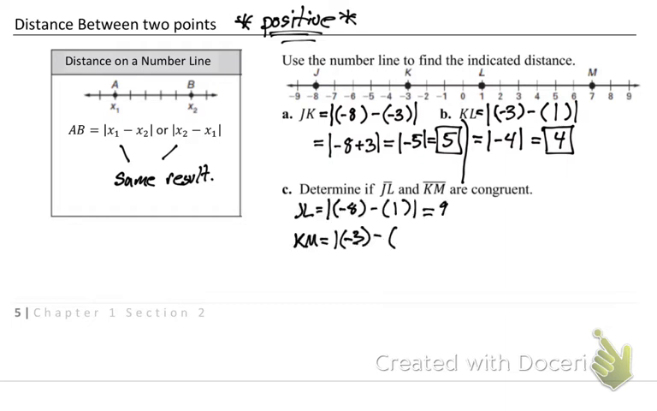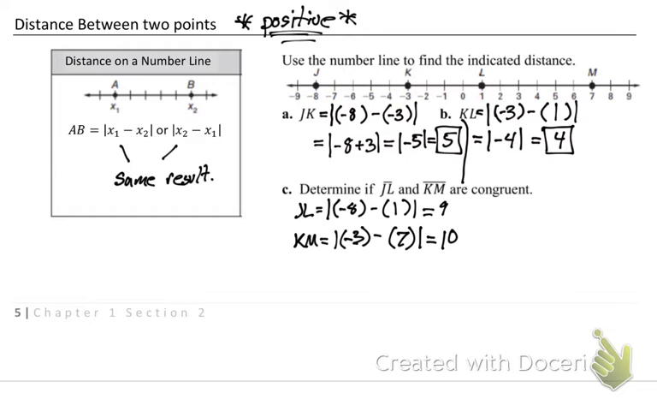And then we'll have minus, and the value of M is going to be 7. We have negative 3 minus 7, which is negative 10. Absolute value negative 10 is a positive 10. What does it mean to be congruent? Are they the same? No. So that would be not congruent. So you should have not congruent written on there.